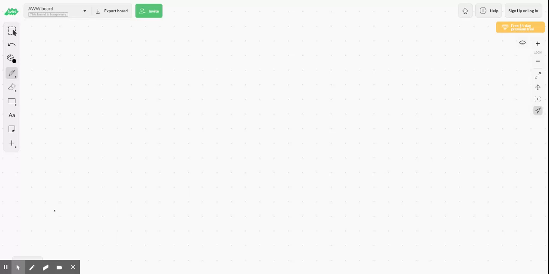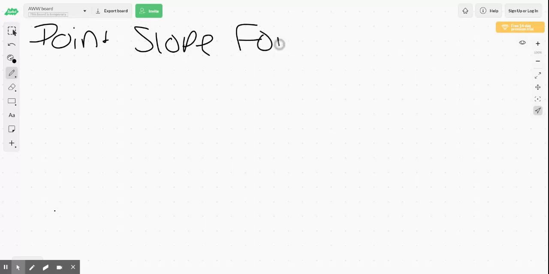But we're gonna title today's table of contents point slope form. I'm sorry about the handwriting. And this is the last form that we have that we need to study. This is going to take up 2 days. It's fairly easy. I really enjoy this form.